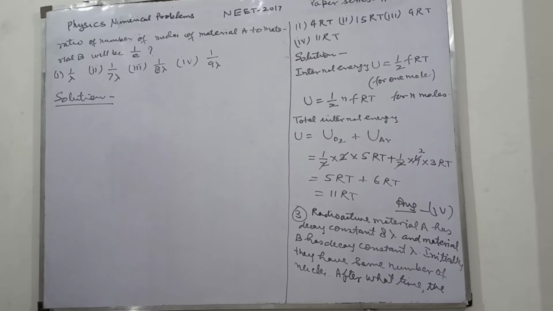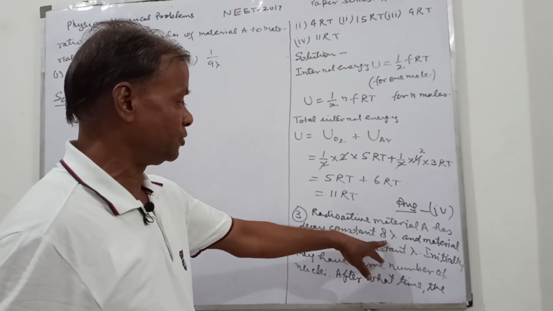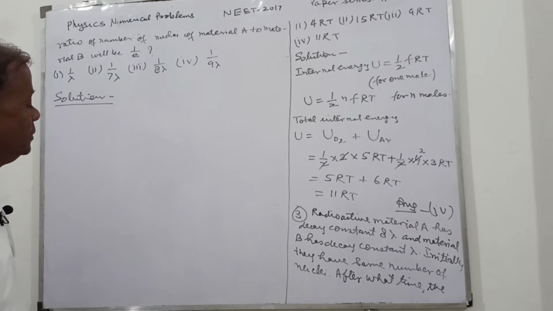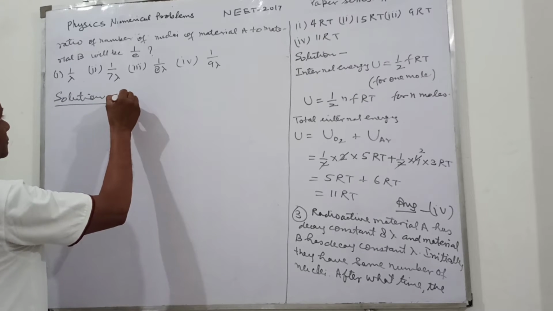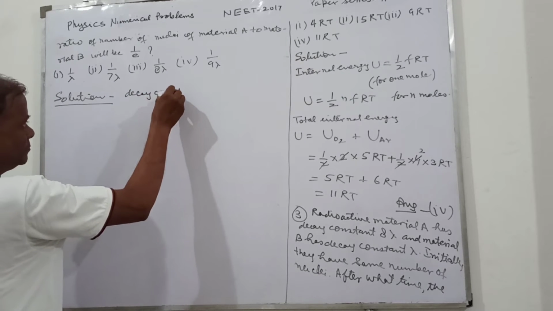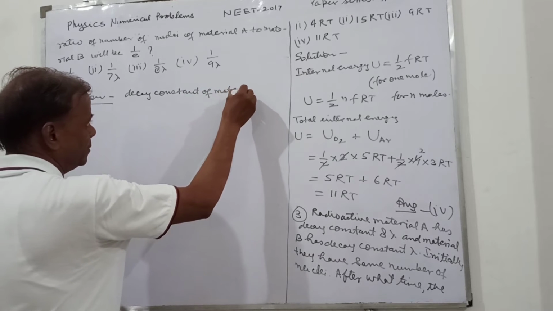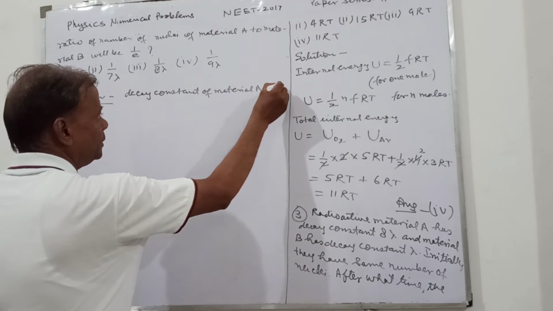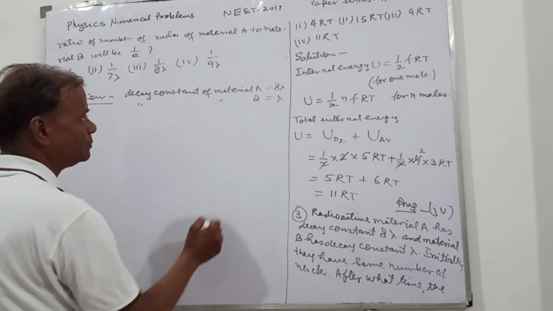And the solution: we are given two materials, A and B. The decay constant of A is 8 lambda and that of B is lambda. So the decay constant of material A is equal to 8 lambda, and the decay constant of material B is equal to lambda.